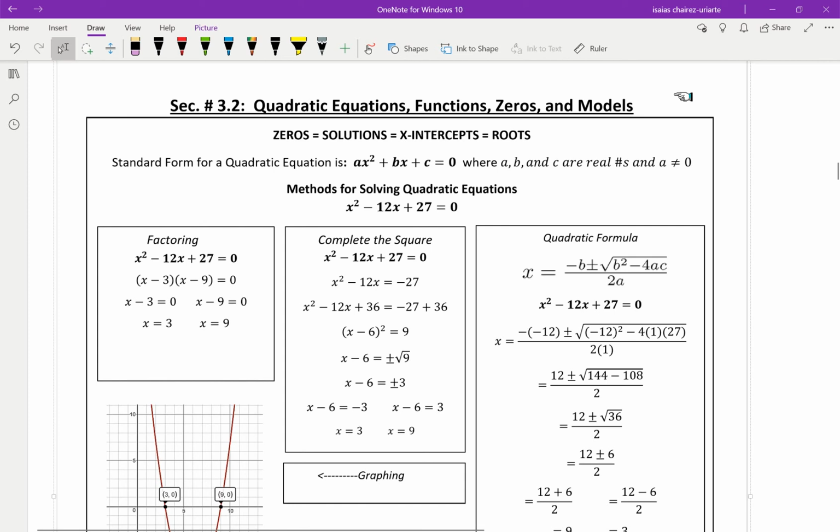Alright, this is 3.2. In this section, we are going to start solving quadratic equations. We're also going to be dealing with quadratic functions and some models. Okay, first thing. So yeah, we're solving quadratic equations.